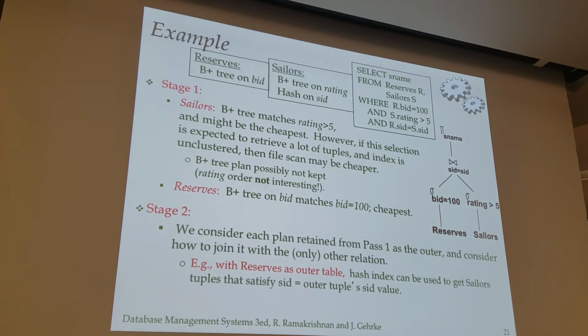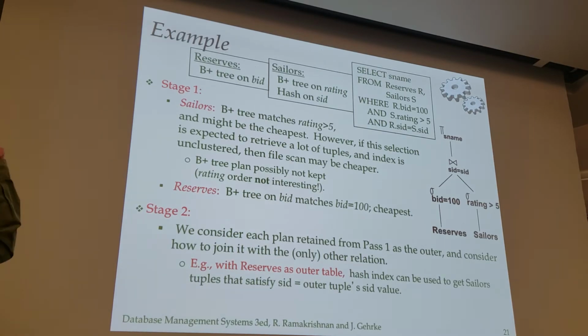Let me explain what the thing on the top means. On the right, we have a query, where we're selecting sailor names where the boat reserved is boat number 100. We'll assume there are 100 boats. And the sailor rating is greater than 5. We'll assume that there are 10 ratings. The SIDs match, and all we want to get is the sailor's name.